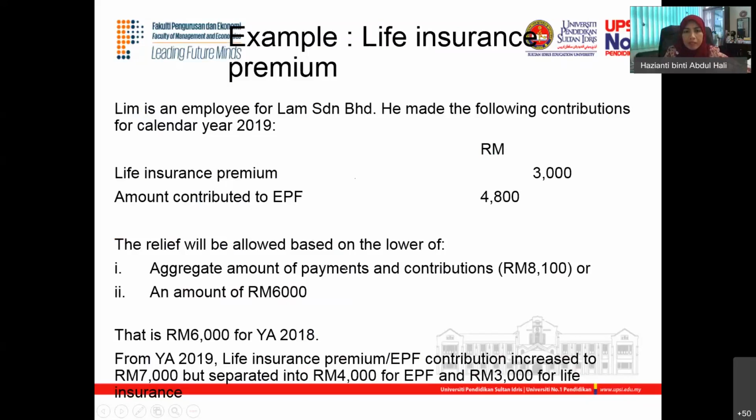So here, let's say payment dia bayar 8,100 kan? So the exemption or the relief is 6,000 for your assessment 2018. For 2019 tak boleh. The maximum for life insurance and EPF is only 4,000 for EPF, life insurance is only 3,000. In total the maximum, memang dia bagi maximum tu naik because from 6,000 the government increased to 7,000, but they separate into EPF and also life insurance. So basically you cannot claim all lah, because for EPF biasanya for those salary individual ni, contribution to EPF ni memang sangat banyak. But you can only claim up to 4,000 only starting from your assessment 2019.